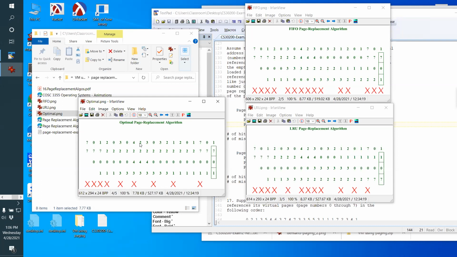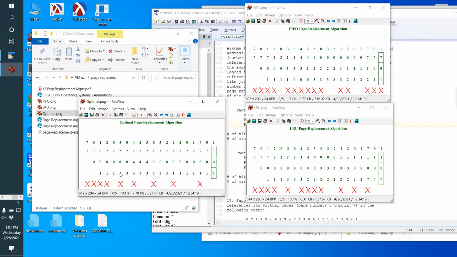2 is going to be used a little bit farther in the future. So 0 and 2 are going to be used. Here's 0, here's 2. Then you look down here. Oh, 1's not used for quite a while. So 1 is going to be the one to kick out because 1 isn't going to be used for a long time. So when 3 needs to be brought in, it's going to be brought in on top of 1.